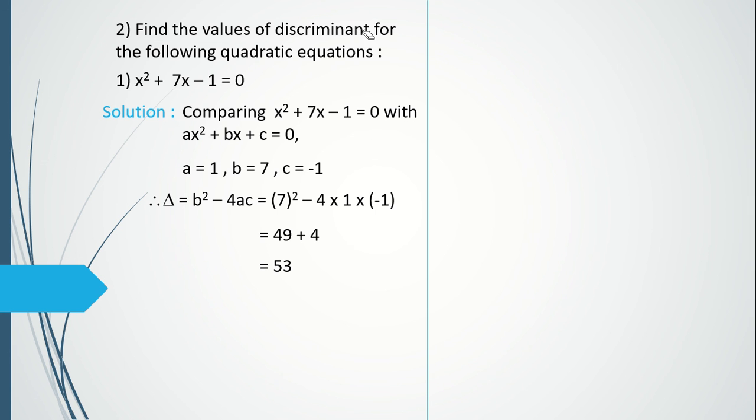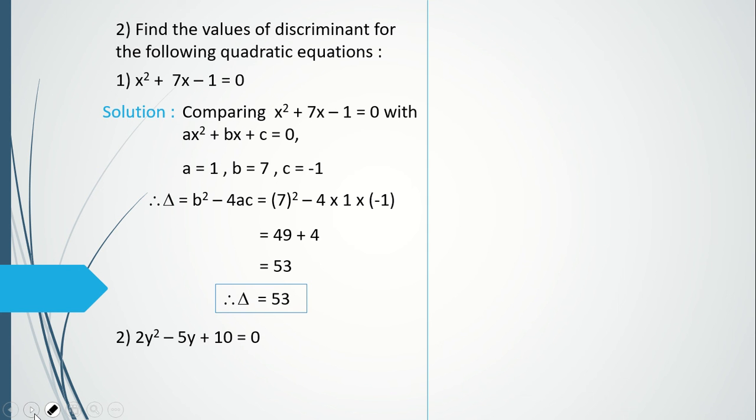Now find the value of discriminant for the following quadratic. They have just said to find. They have not told you to also give the nature of the roots. Now see here, delta is positive. So in this case, the nature of the roots is going to be real and unequal. But we are not asked that.